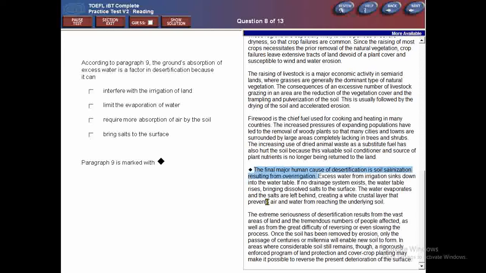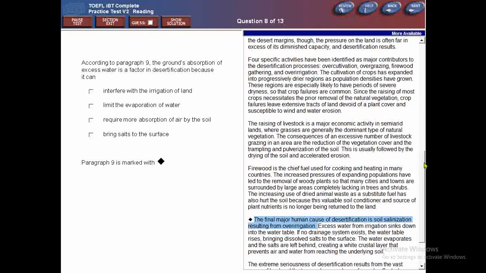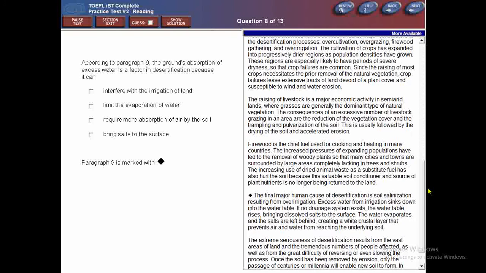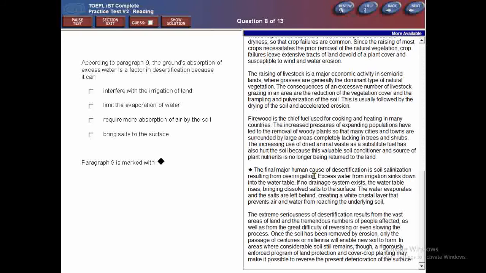Okay, here is over irrigation. Irrigation is in paragraph 9. Now, irrigation, these are the topic sentence. So we can expect that the next two sentences or one sentence will be the specific illustrations of over irrigation. But here is also soil salinization. It's an important point to remember.